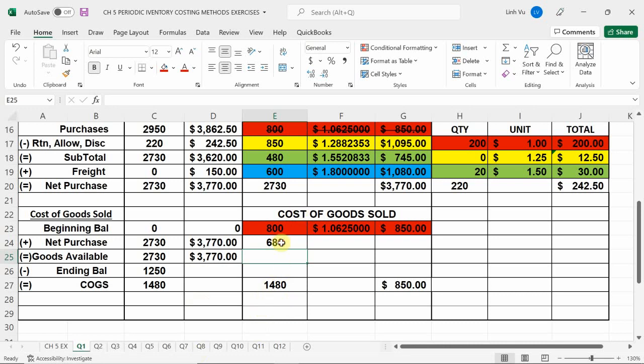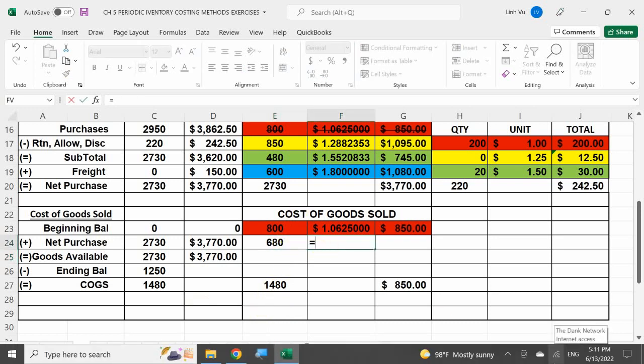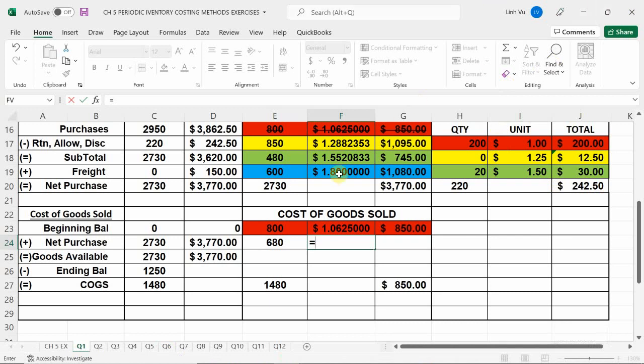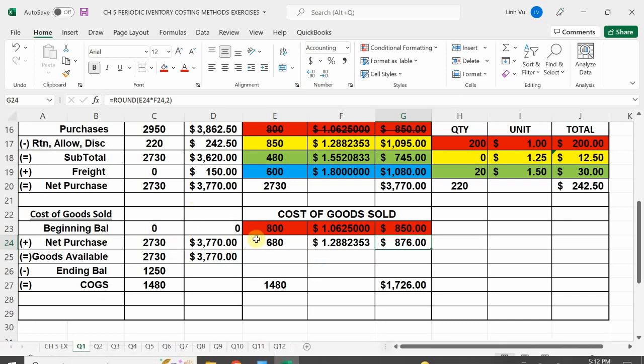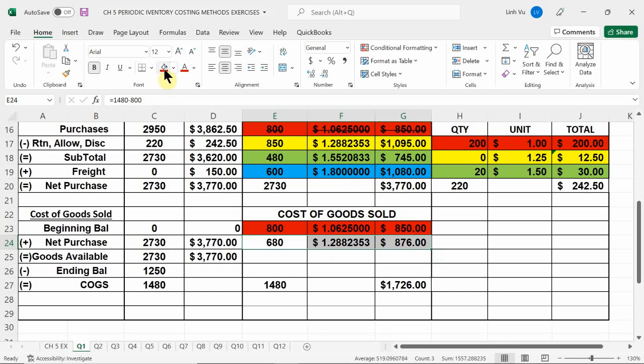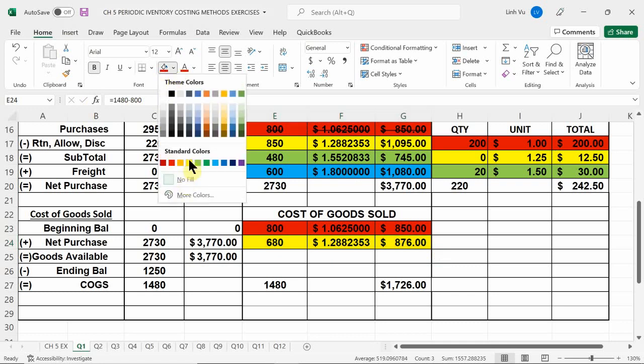So since I'm not going to be taking all 850 units, I need to calculate how much it's going to cost me to sell 680 units at $2.882335. Okay, and I want to round this to the nearest penny, so 2 decimal places. So I get a grand total of $876. And this one came from my yellow batch of inventory.